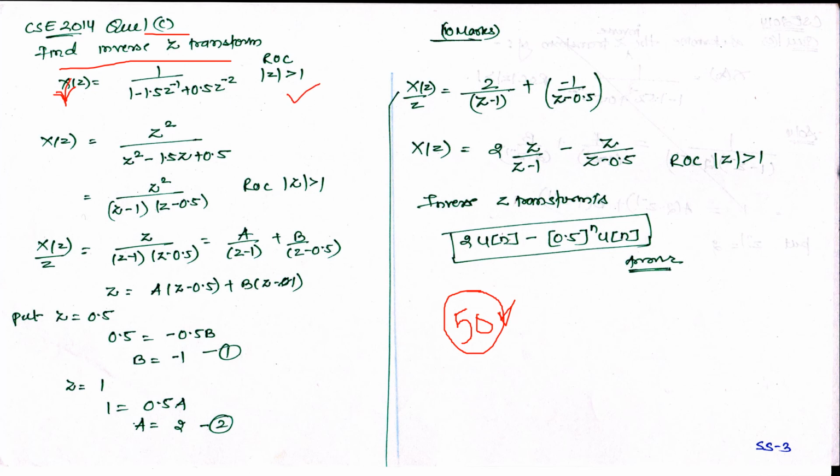Now let us start with this question. The region of convergence is given as mod z is greater than 1, and you have a transfer function, or a system function, whose value is given here, and you need to find the inverse Z transform. So the standard way of finding the inverse Z transform, to be specific, is to take common Z from here, Z squared: find the highest power in the numerator and denominator, and take that common.